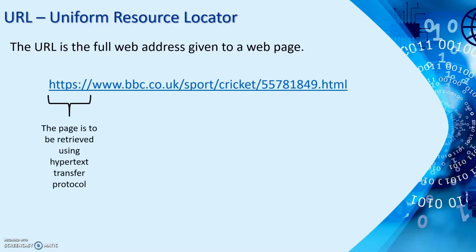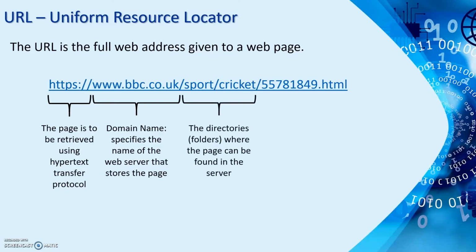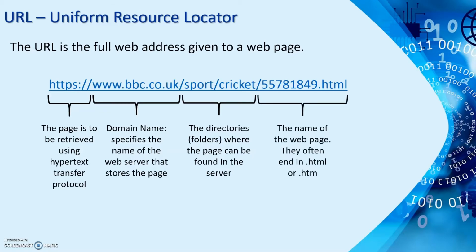Let's break that down. HTTPS is the protocol, hypertext transfer protocol, that will be used to retrieve this web page. www.bbc.co.uk is the domain name, and that specifies the name of the web server that stores that web page, away in London, wherever. We've then got sport, and then inside that we've got cricket. So these are folders where the page will be found. In the web server, there's a folder called sport. Inside the sport folder, there's a folder called cricket. And then inside that folder is the actual web page. The BBC just gives numbers because they've got so many web pages on their website.